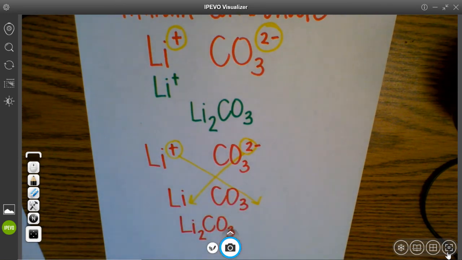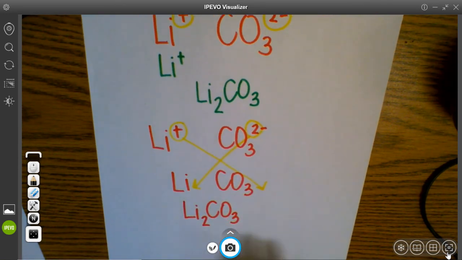So either way, you end up with the same formula. It's just which method you prefer. We're going to work more of these examples in class today.